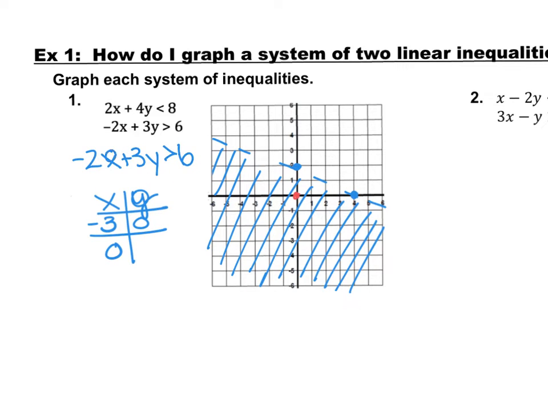So now we're going to plug in a 0 for x. That goes away. I divide by 3. And we have 2. All right, so let's maybe graph this in a different color. Let's do this one and this. All right, so we're going to have negative 3, 0. And I have 0, 2. And again, this is a greater than symbol, so I'm going to have my dashed line.